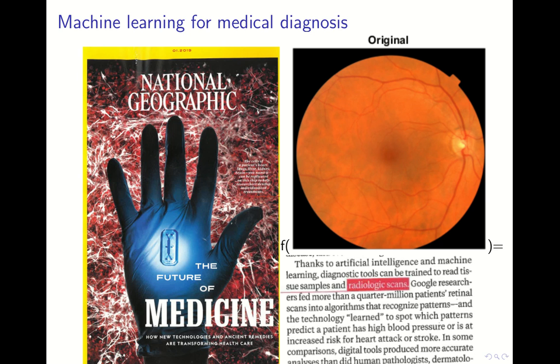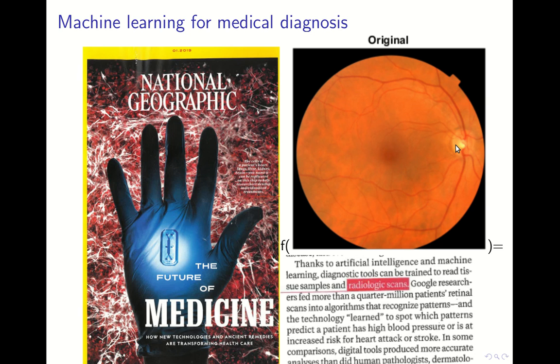And a final example: machine learning for medical diagnosis. Again, this is an image processing example, described in National Geographic last year. The researchers trained a classifier that takes these retinal scan images, which are photographs of the eye, and we have a function that takes this as input and predicts all sorts of different things. You can see in the article that you can predict which patients have high blood pressure or are at increased risk for heart attack or stroke.